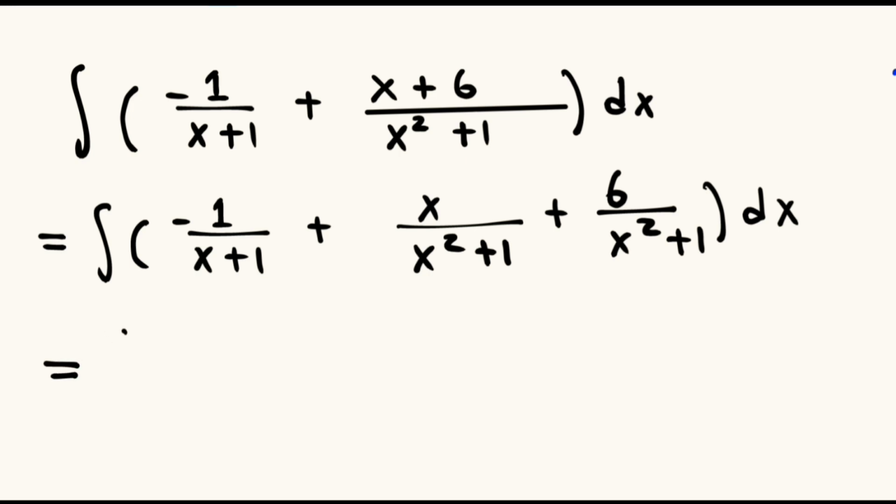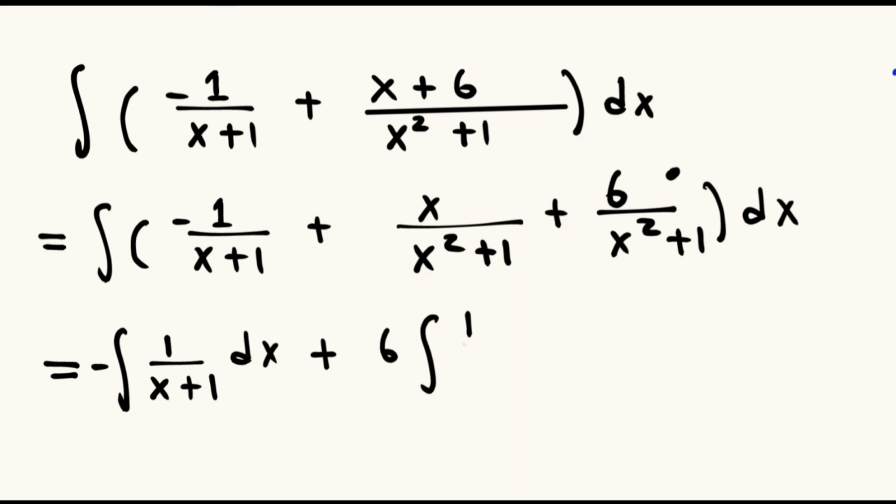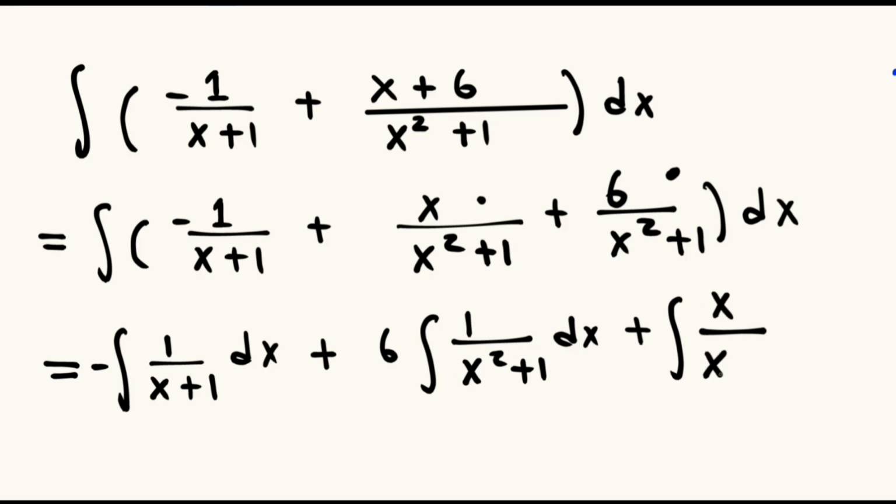This will be equal to the integral of negative 1 divided by x plus 1. But we push the negative out of the integral and we'll be left with 1 divided by x plus 1 dx, plus we take the integral of 6 divided by x squared plus 1, and we also push the 6 out of the integral, and we include the x divided by x squared plus 1 dx.